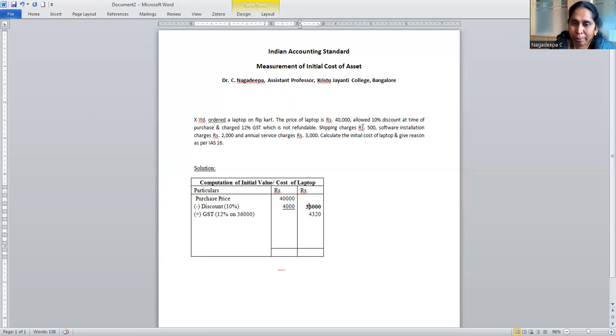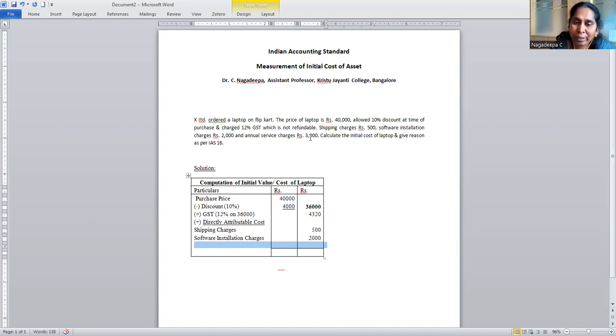After that, you have shipment charges also. This is also an extra expense, which is paid before the laptop is ready for usage. So this 500 you are also going to add. That is called a directly attributable cost of the asset. So first one is shipping charges. Another one is installation charges, that also you are going to add. So software installation charges, that is 2,000 also. These are all different expenses.